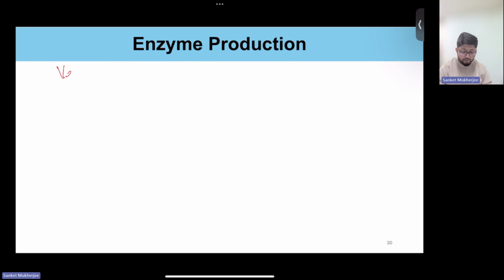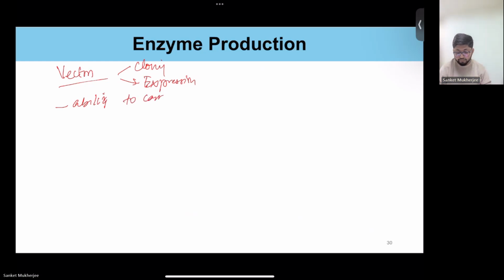After this, we will talk about vectors. Vectors could be cloning vectors or they could be expression vectors. The idea is cloning vectors will amplify the DNA. Expression vectors will actually express your protein. So a vector should have the ability to carry foreign DNA, and it should have the ability to replicate in the host.